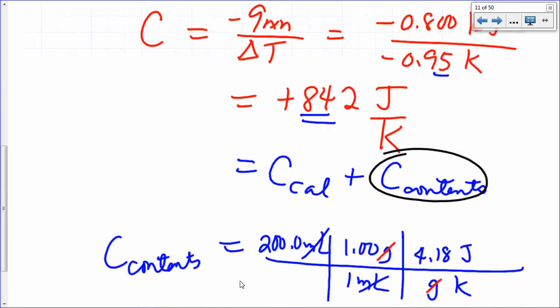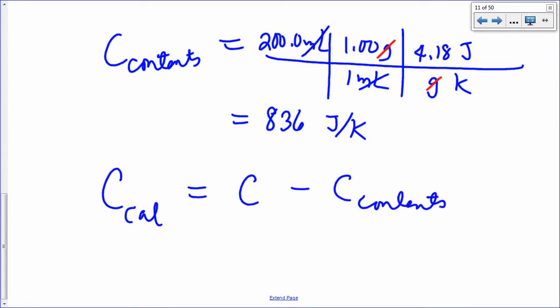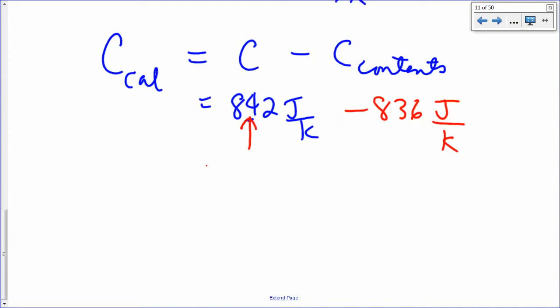So what do we know now? C is C cal plus C contents. How do I solve for C cal? Calorimeter constant is equal to C minus C contents. So it's 842 joules per Kelvin, 2 sig figs here, right? Minus C contents, minus 836 joules per Kelvin. So it's 842 minus 836. 6 joules per Kelvin. Essentially, for practical purposes, that's essentially 0 within your sig fig limits, right?